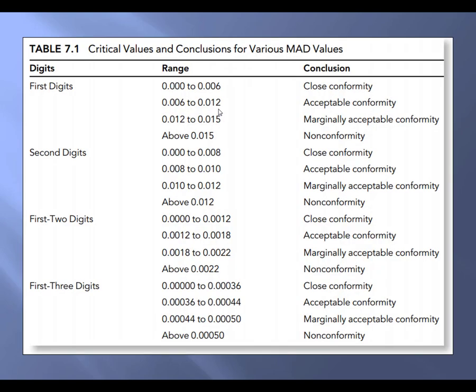And so if we look at the top there, for the first digits, if the mean absolute deviation is in the range there of 000 to 006, we'll call that close conformity. As the mean absolute deviation gets bigger, we'll go to acceptable, marginally acceptable, and above a certain point, we'll call it non-conformity. This generally is how we will assess whether a data set conforms to Benford's law.